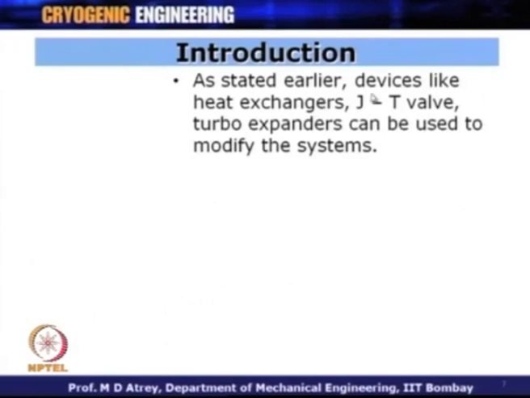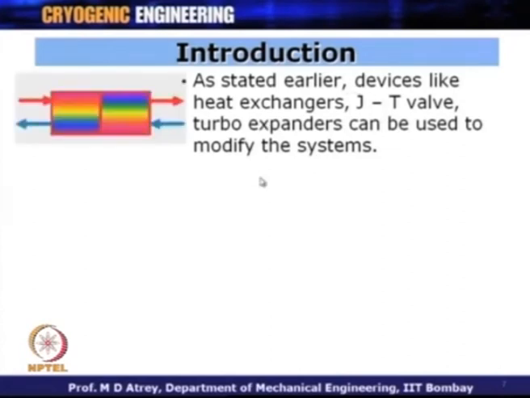In the first lecture, I had talked about devices like heat exchangers, Joule-Thomson valve, turbo expanders. All these systems could be used to modify the system. And now that we talked about changing the ideal thermodynamic cycle to get a relatively practical cycle, we will have to use all these components.